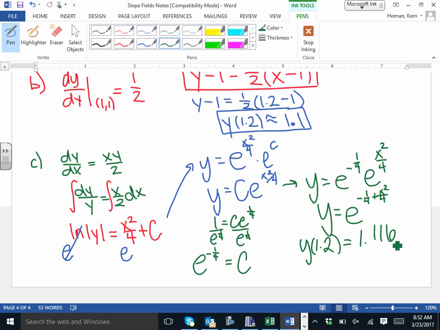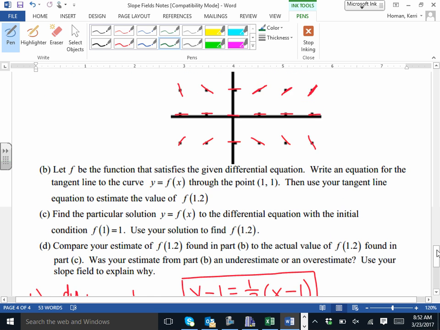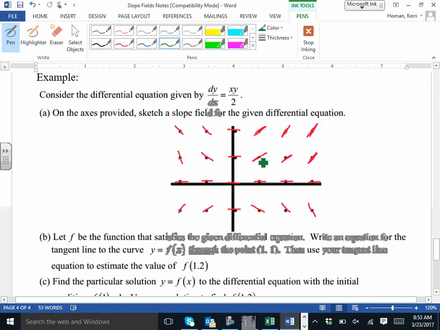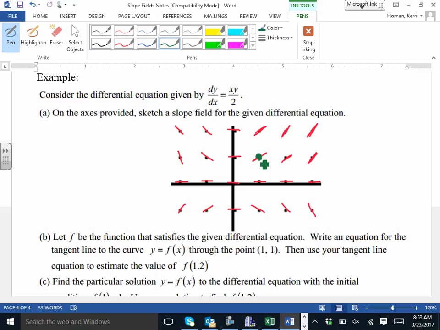It's an underestimate. Let's go back to our slope field and talk about why it's an underestimate. Here is the coordinate 1, 1, which means we would have a curve like this. What's true about the concavity at 1, 1? It would be concave up, which means our tangent line is sitting underneath our curve. Therefore, our tangent line is under approximating our value.